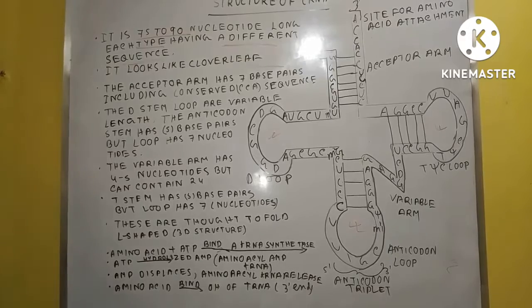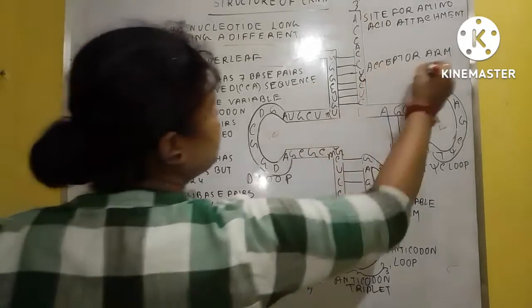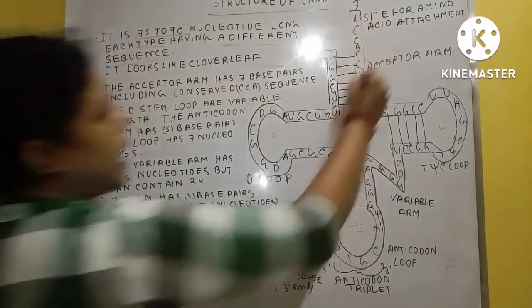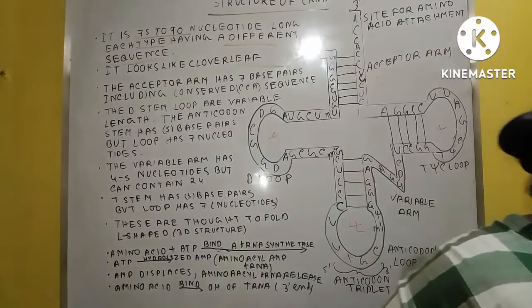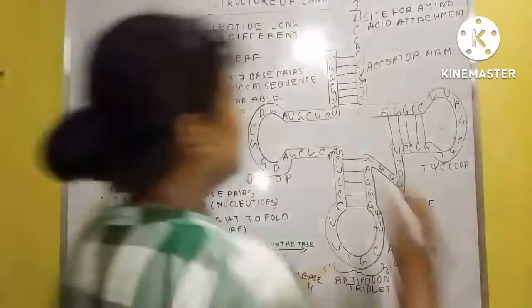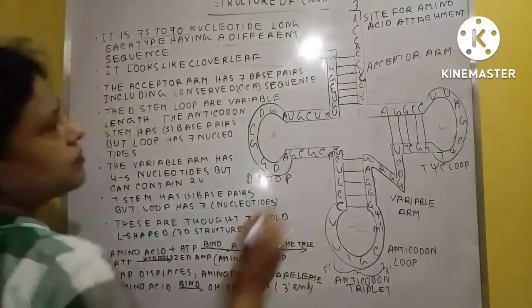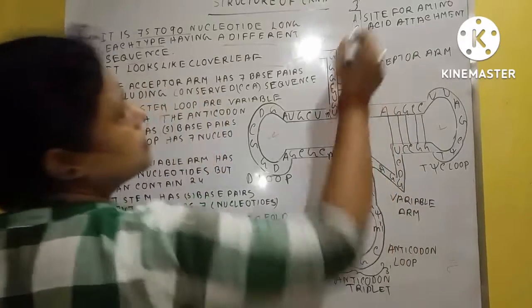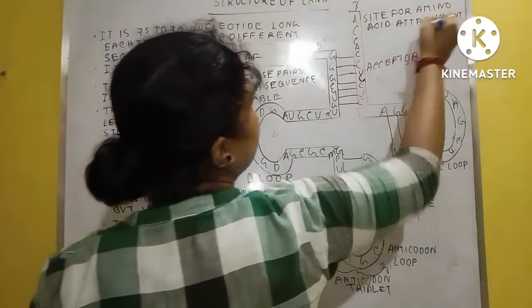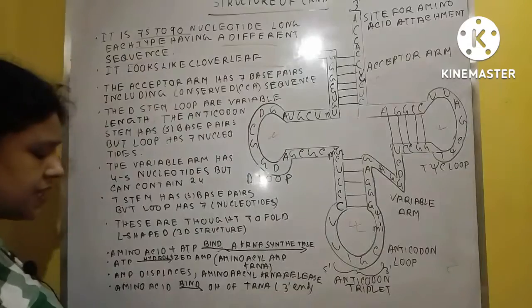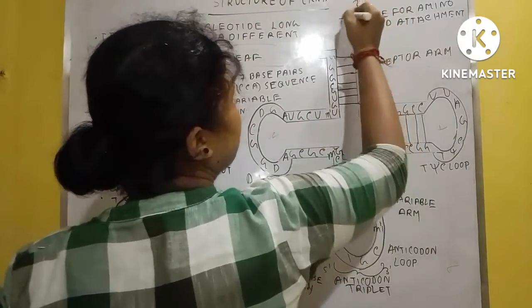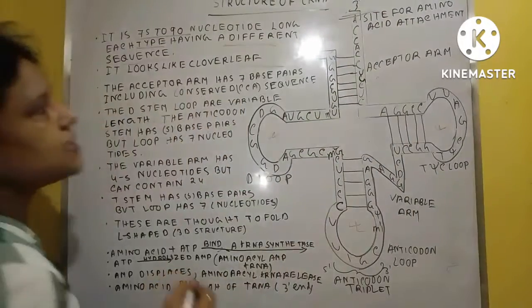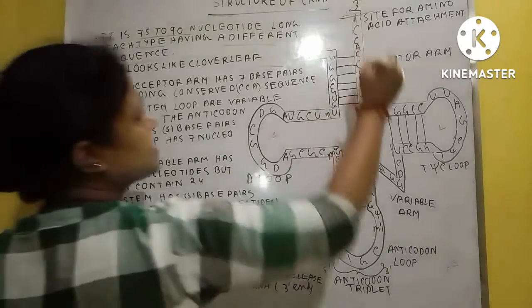You can see this one is the acceptor arm, and this is the site for amino acid attachment. Here the amino acid generally binds. This is the site for amino acid attachment, and this is the acceptor arm.